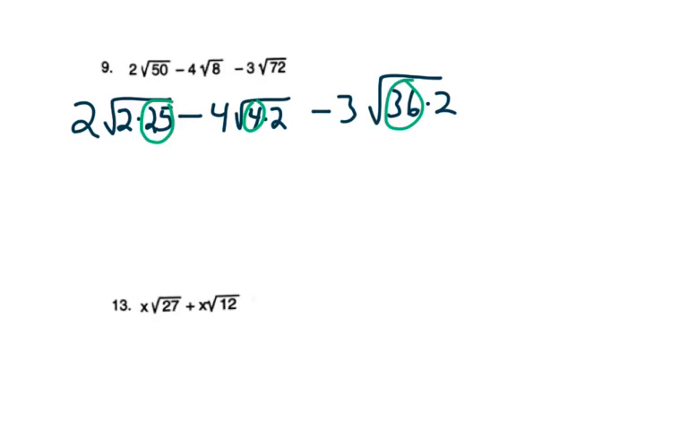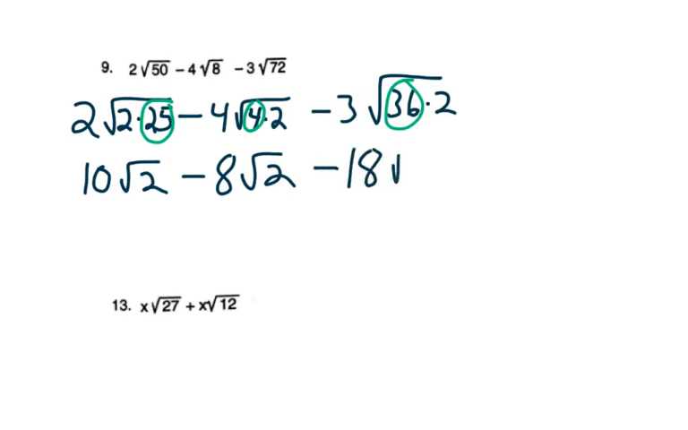So square root of 25 is 5. So 2 times 5 is 10 times the square root of 2. Minus the square root of 4 is 2. So 4 times 2 is 8 times the square root of 2. And then finally the square root of 36 is 6. Well, that's going to be minus 3 times 6 is 18 times the square root of 2.